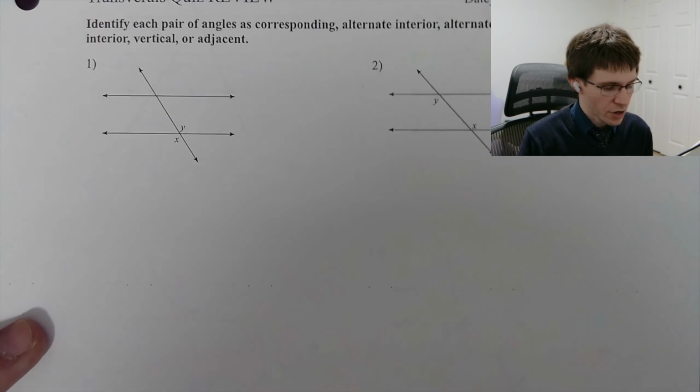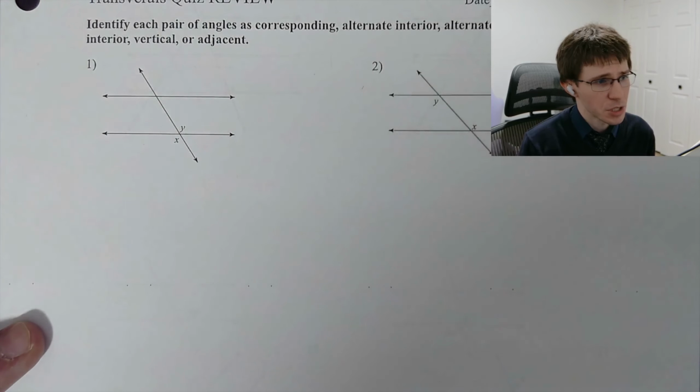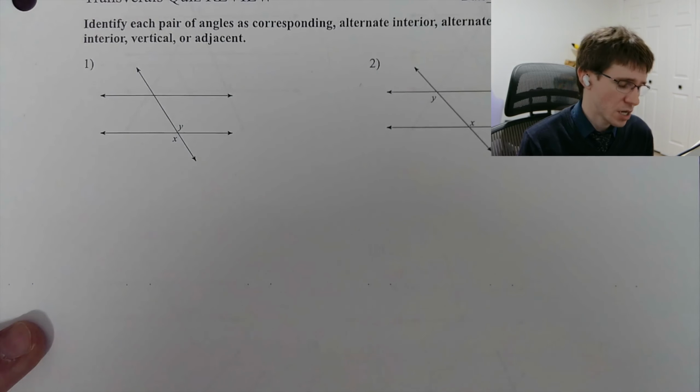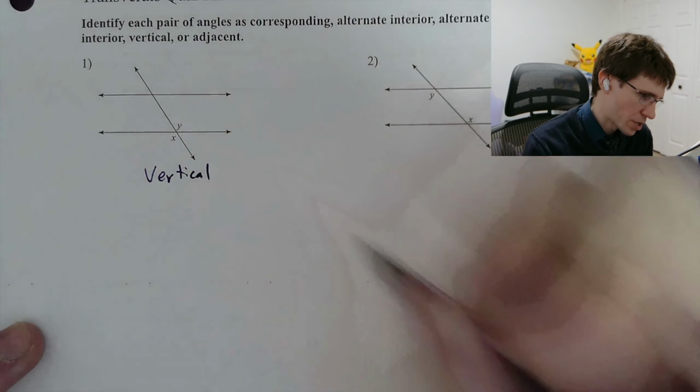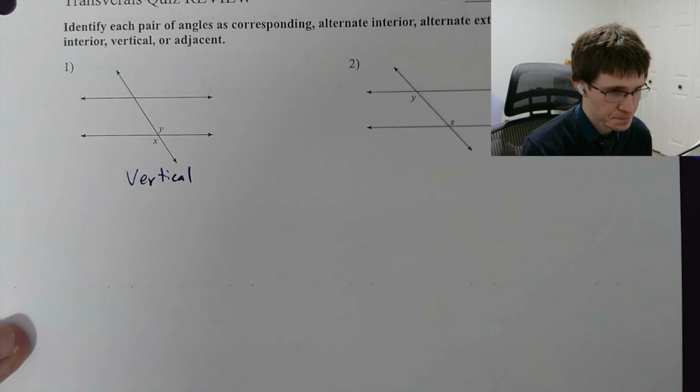And here we go. The very first one, these X and Y are on opposite sides of a cross. Because they're on opposite sides of a cross, it's always going to be the word vertical. So there we go. We got our vertical angles going down.